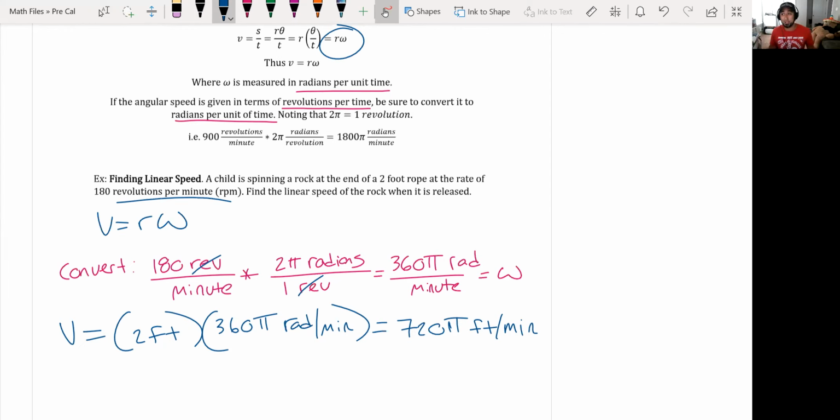But let's say we want to know what speed that is. Well, one, we're Americans. Do we know how fast feet per minute are? No. Right? Maybe we're all not Americans, but in America, we don't do anything by feet per minute. We go with that common rate of miles per hour. So let's go ahead and change 720 pi feet per minute into miles per hour, because I want to know how fast this kid's actually spinning this rock.